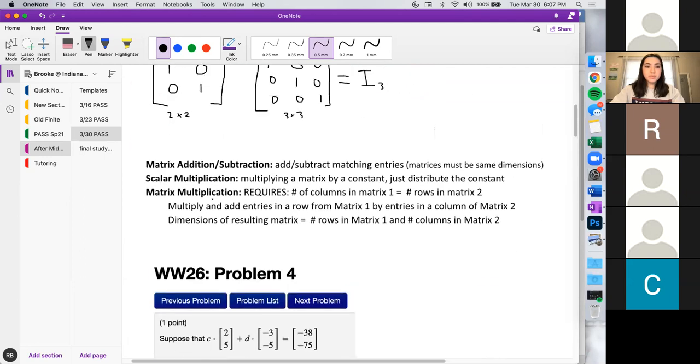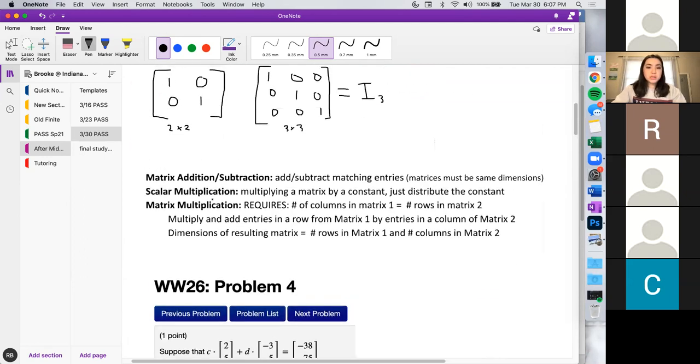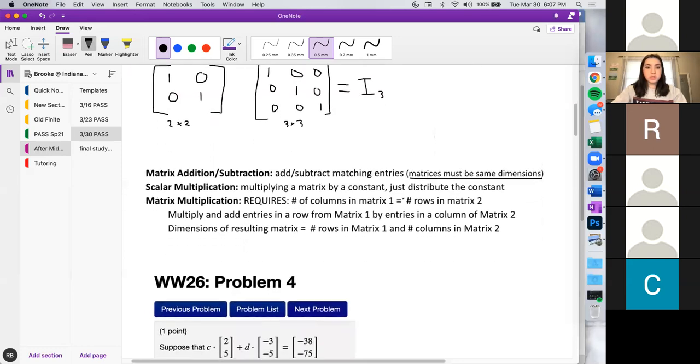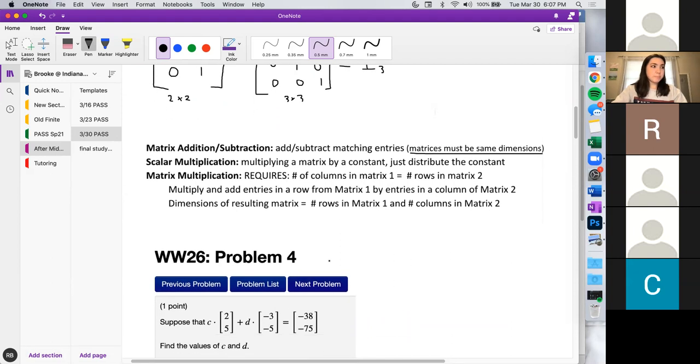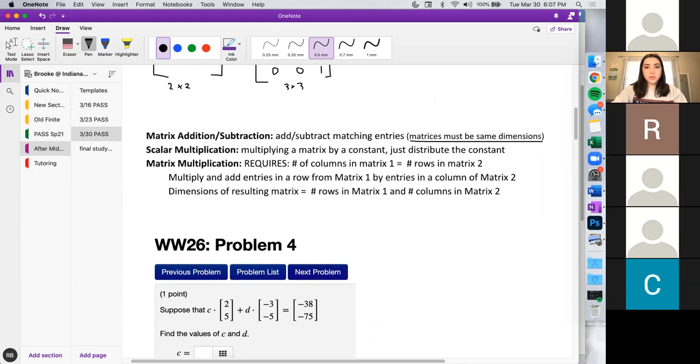Cool. Okay. Matrix addition and subtraction. Essentially, it's important they have to be the same dimensions, but you just add or subtract corresponding entries. Do you guys want an example of this? No. Okay. All right. You can always Google it and watch Khan Academy if you want to.